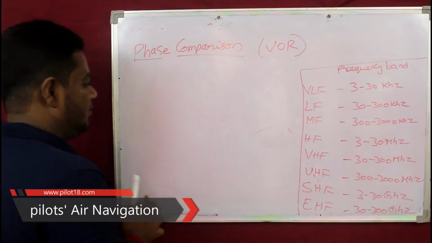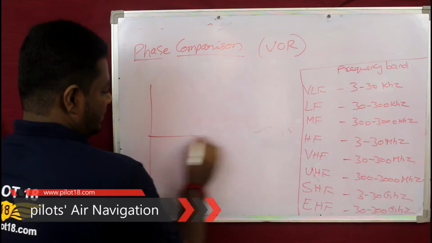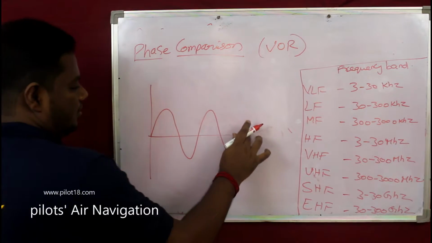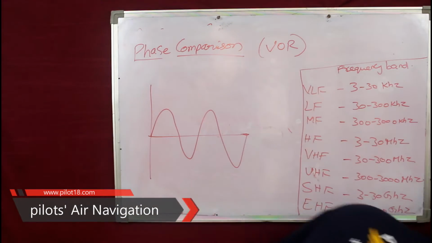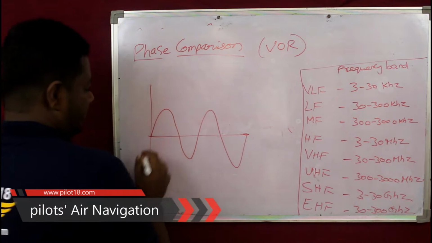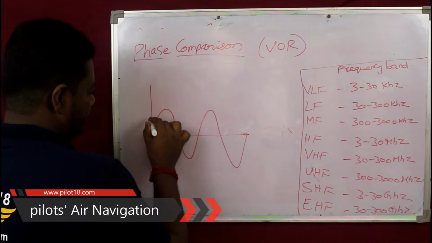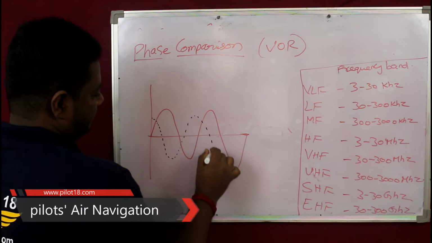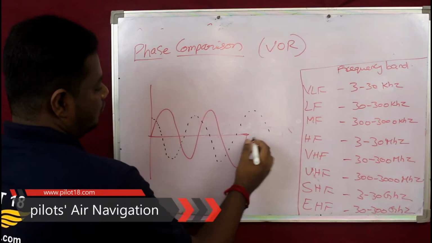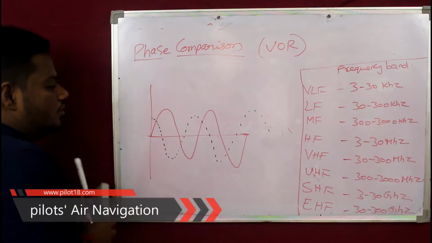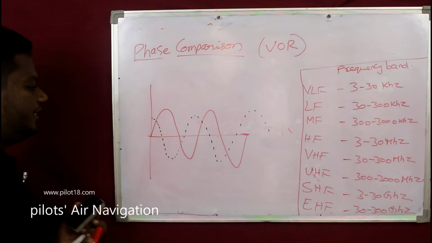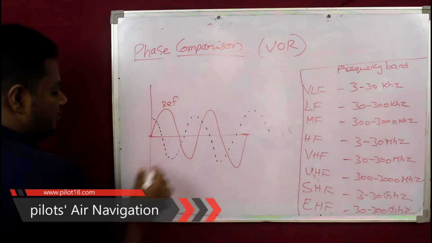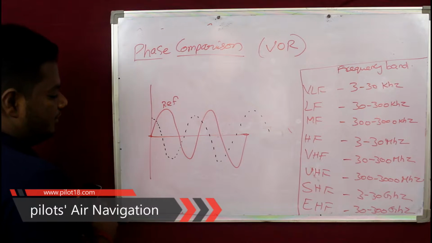Let's take one example. Let's imagine this is the antenna, and one radio wave is coming out of the antenna like this, and the second wave is coming like this, and so on. Now what we can see here, one is known as reference and the second wave is known as variable.